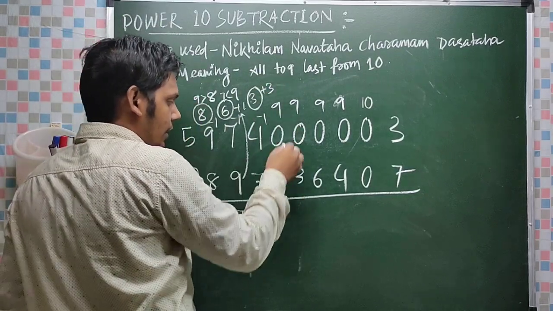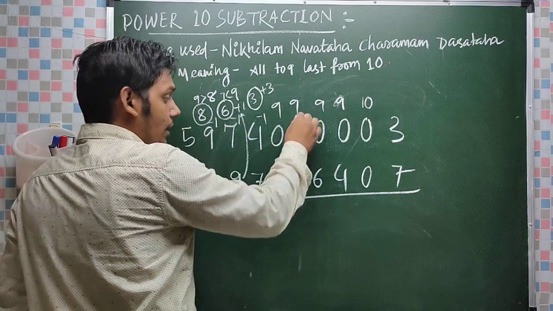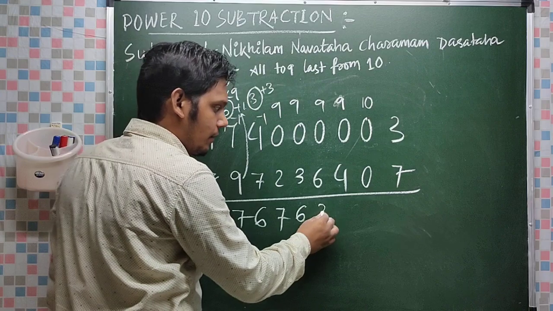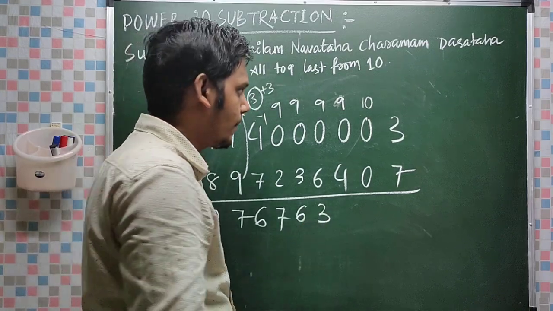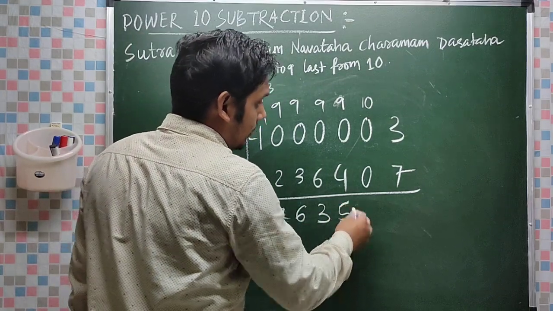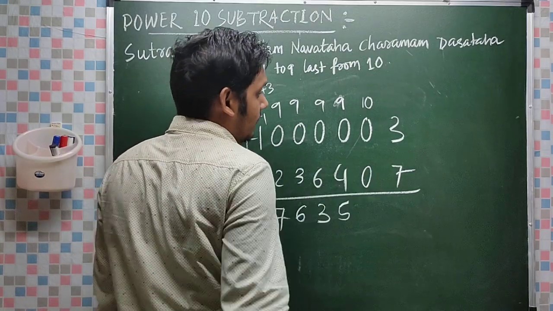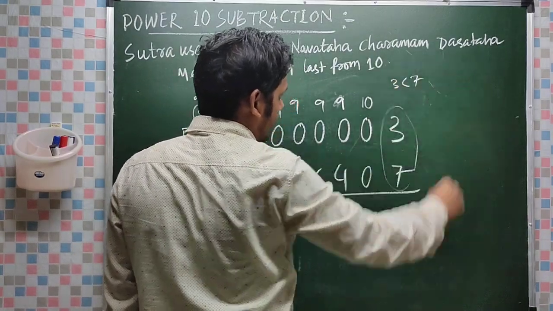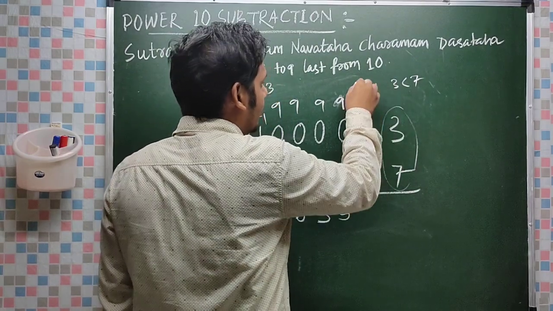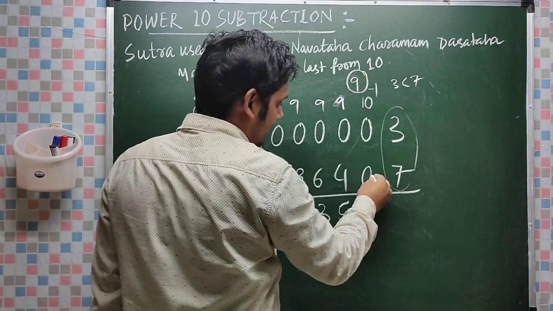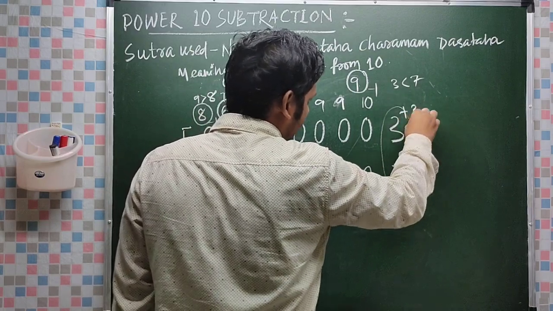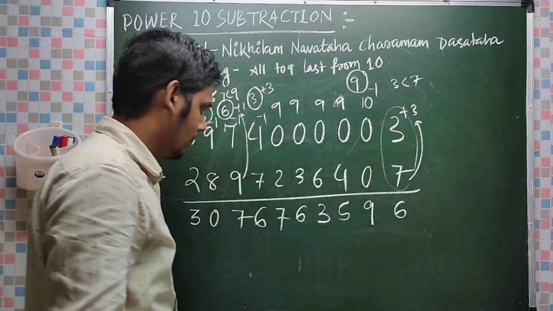Now direct subtraction: 9 minus 2, that is 7. 9 minus 3, that is 6. 9 minus 6, that is 3. 9 minus 4, that is 5. 10 minus 0 it is coming, but we can see here 3 is less than 7. So it will be decreased by 1, 9. So 9 minus 0, that is 9. And 7 complement will be added. 3 plus 3, that is 6.